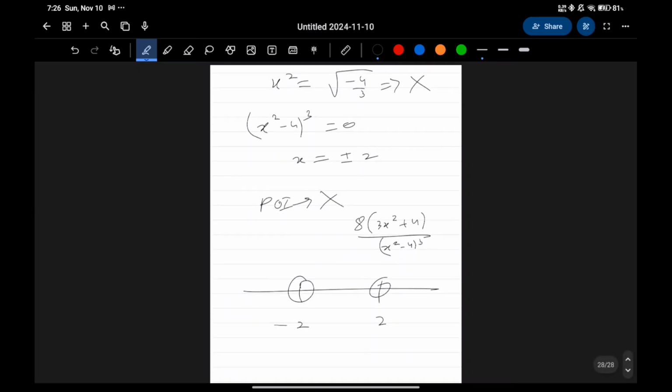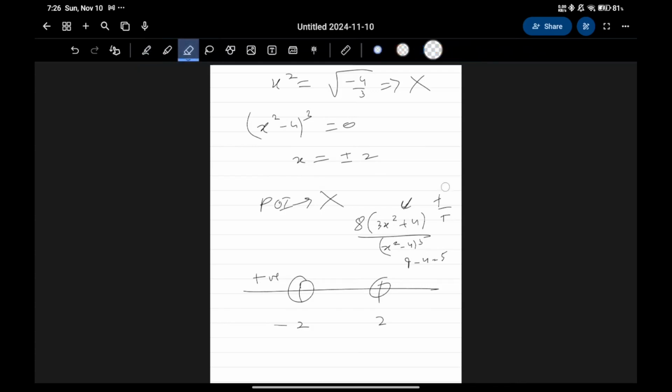Now let's pick a number bigger than negative 2. The top always stays positive. But on the bottom, because I have a cube over here, I have to find it out. So let's pick negative 3. Negative 3 squared is 9 minus 4, which is 5. So this is positive over positive. This region is positive. Alright.